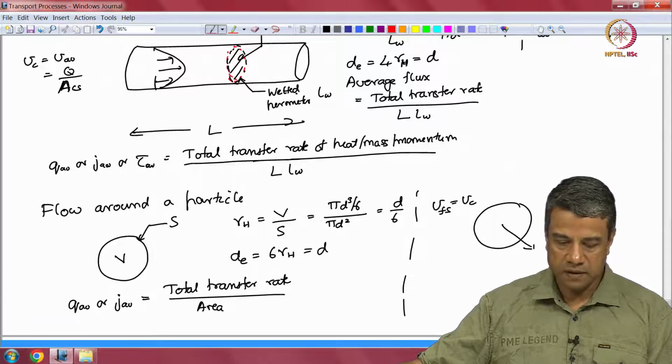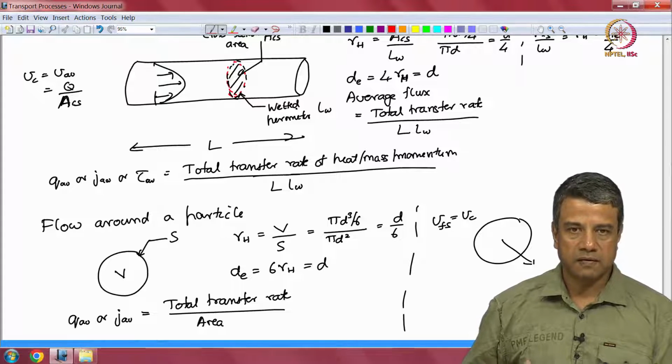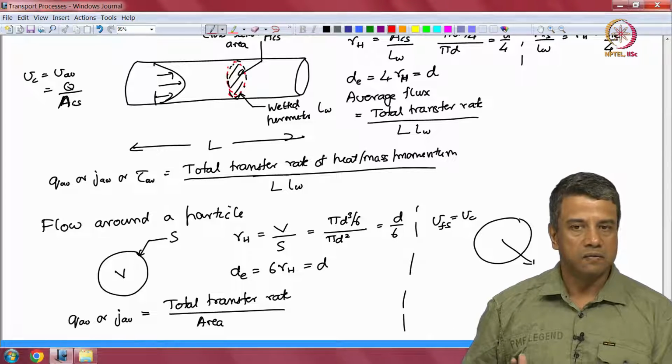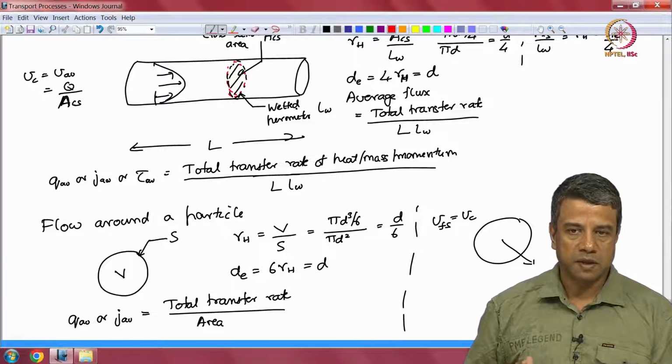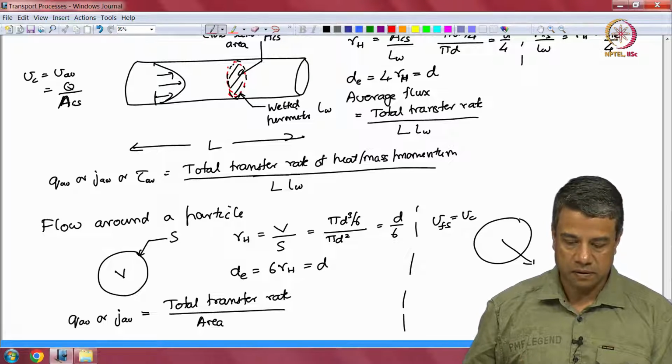And the characteristic velocity is just equal to the flow rate divided by the cross sectional area. Volumetric flow rate, volume per unit time divided by the area, which gives the average velocity. That is the characteristic velocity for flow in a conduit.